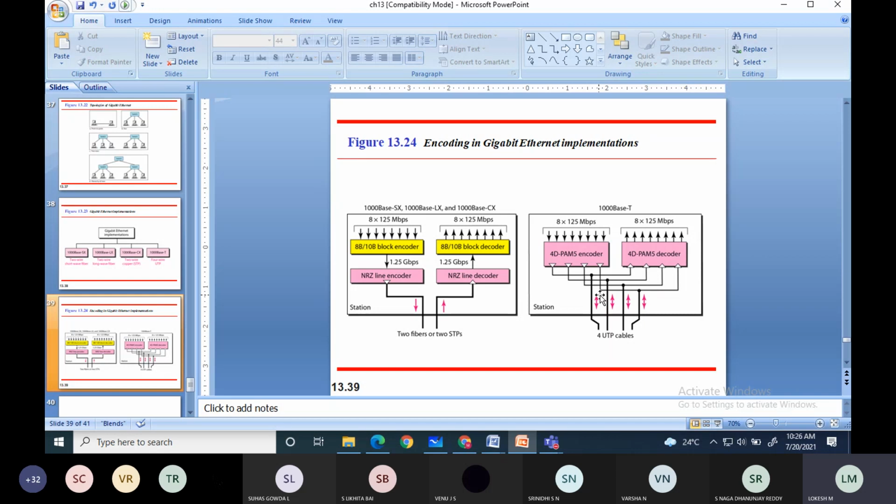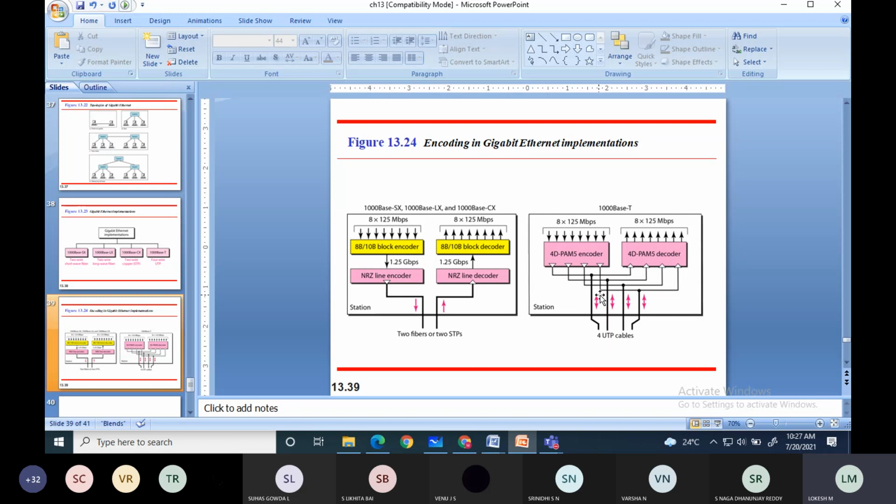And there are 8 lines. Each line carries 125 Mbps, and once it is moved to this encoder, the data is encoded and becomes 1.25 Gbps, because once it is encoded, extra bits will be added. Once it is added, those will be sent to the other part of the network, the other stations.